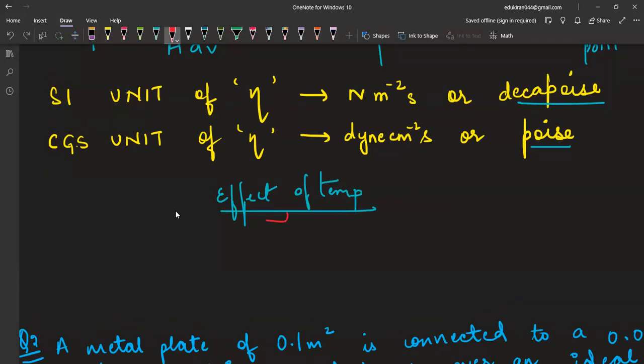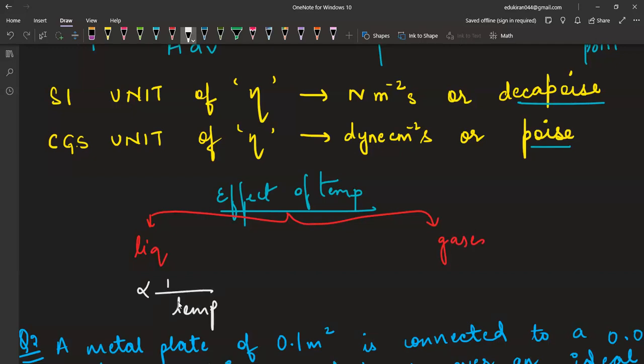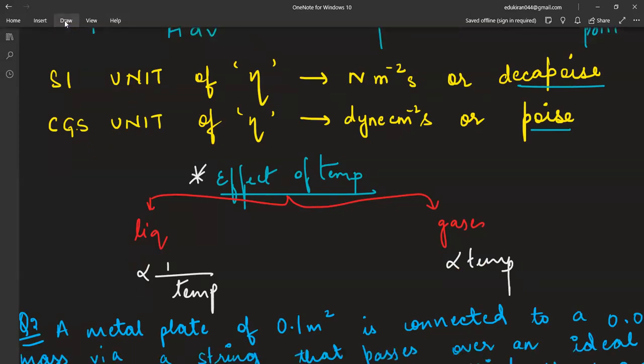Effect of temperature for liquid and gases. So this is inversely proportional to temperature and this is directly proportional. This is important. That's why I am rewriting it. We'll see a question, but first write it till here.